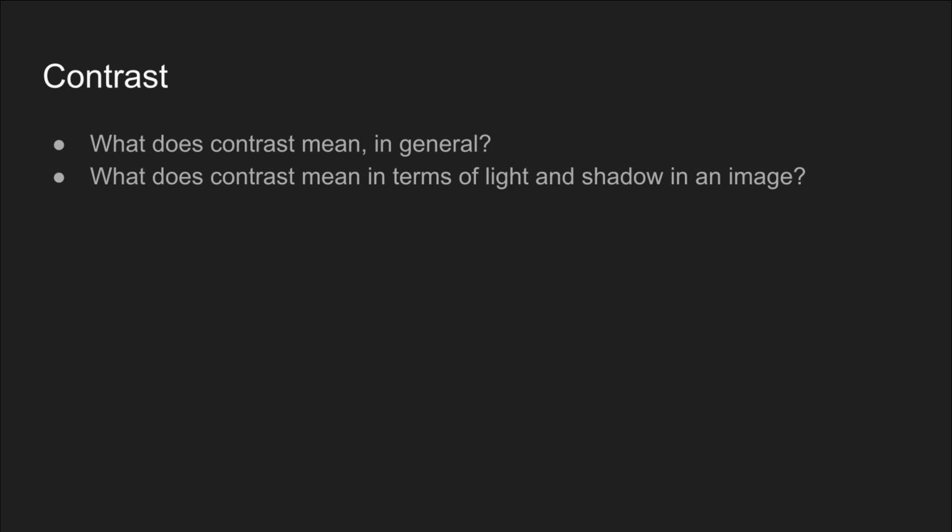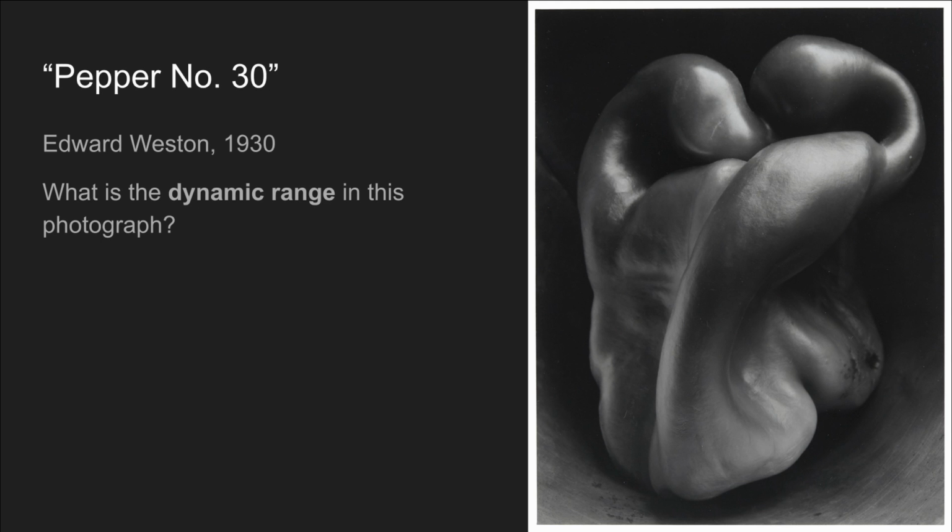So we're now looking at a comparison, right? We're starting to see more than one area of an image, one area that is light, one area that is dark, and we are making observations about those two areas and trying to perhaps qualify or even quantify the differences. This is called Pepper No. 30. It is shot by Edward Weston in 1930.